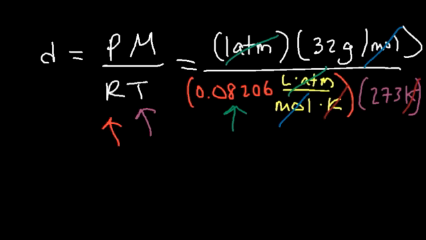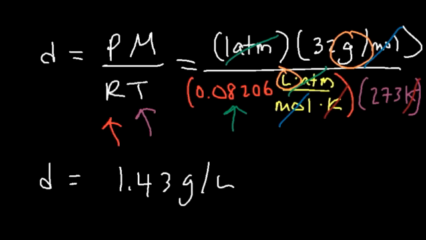So the only unit that we have now that's left over is grams over liters. And so that's going to give us the density. So if you type this in the calculator, 1 times 32 divided by 0.08206, and then take that result divided by 273, you should get 1.43 grams per liter.